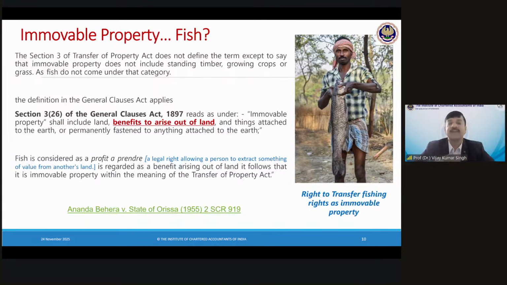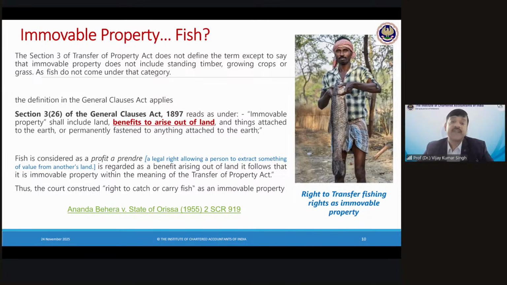So under the Transfer of Property Act, fishing or right to fish is basically an immovable property. And this has been held in Anand Behera versus State of Orissa, 1955 2 SCR 919. So fishing rights are immovable property. Similarly, mining rights are an immovable property, though you can mine and take away coal from that particular mine, that is an immovable property. So this is how the interpretation applies, right? So fishing rights across the country, you will find that there are pattas given, and everywhere the state gives that particular patta, or you can say the right to fish, and that is an immovable property. So quite an interesting example to look at from the perspective of General Clauses Act application.